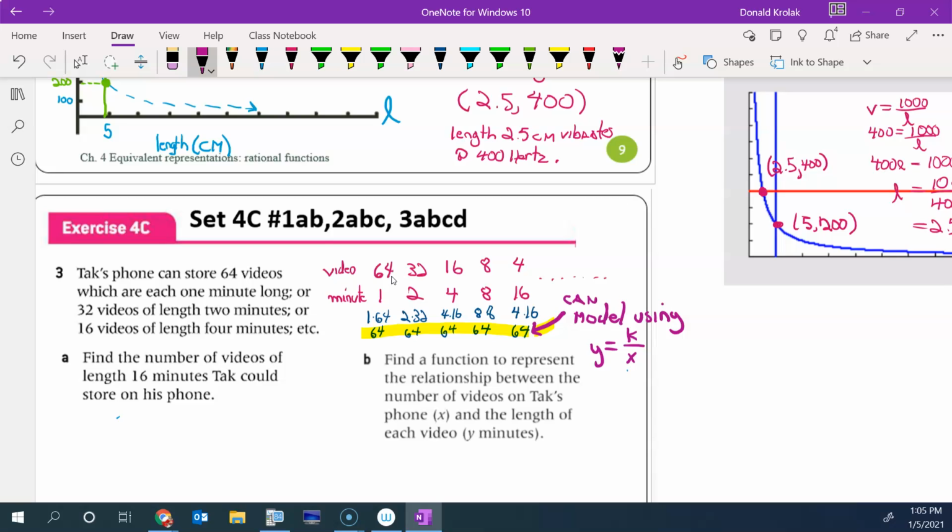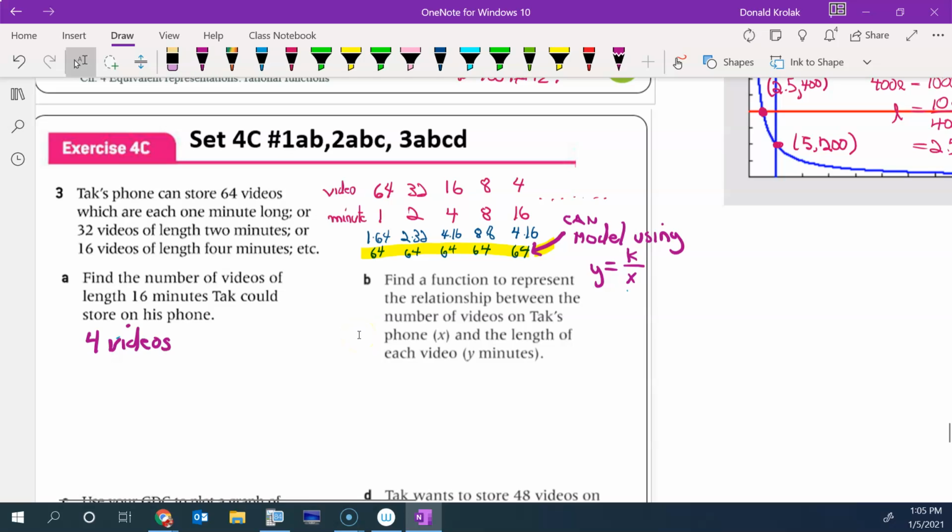All right, so we already solved A. 16 minutes is going to be 4 videos because we just did it on our chart there. Okay, now write a function that represents the relationship between the number of videos, x, and the length of time in the videos, y. So let's see, the top is x, and this is y. All right, so how would I do that? Yep, so I know when I multiply these, I get 64. And now if I solve that for y, that's the same as y equals 64 over x.